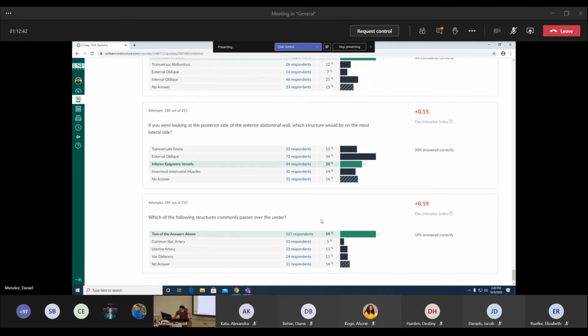All right. And then which of the following structures commonly passes over the ureter? This is going to be the water under the bridge. And then, yep, it's going to be correct. The two answers above are going to be uterine artery as well as the vas deferens, right?